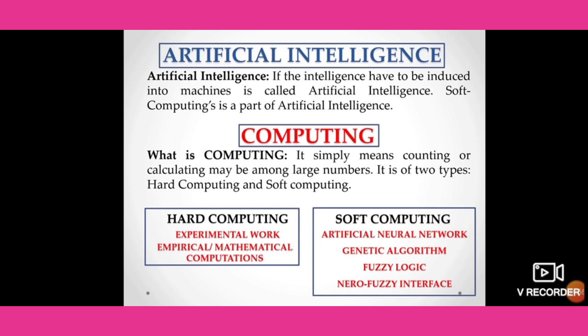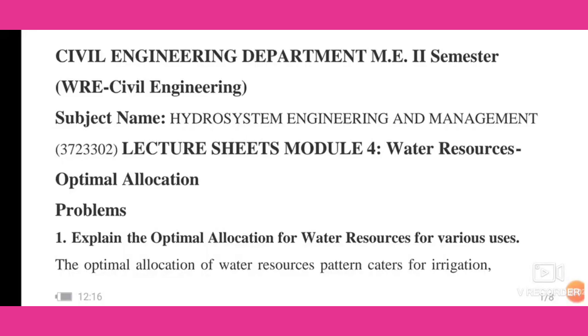In that module we shall go through the case study which is being given to understand the different types of optimal allocations and the problems in water resources, because water resources itself is a very broad discipline, and how the optimal allocation or optimization techniques are actually used in water resources as far as research is concerned. Now let's move towards the lecture notes of module number 4, the water resources optimal allocation.